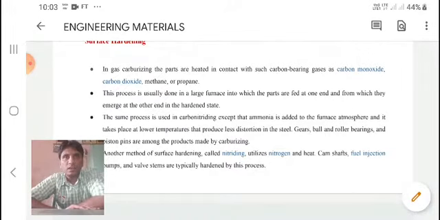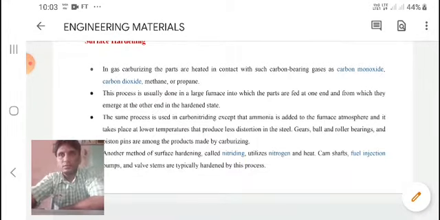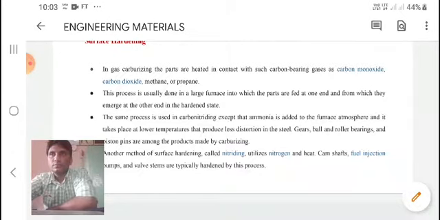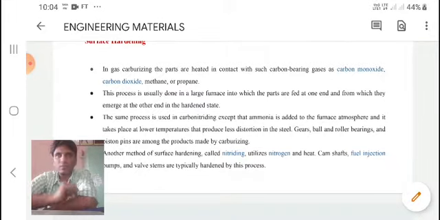And these parts are passed into the gas chamber, and thus the carbon is diffused onto the surface. So during the thermal cycle, the components are subject to an enriched carbon atmosphere such that nascent species of carbon can diffuse into the surface layers of the component.